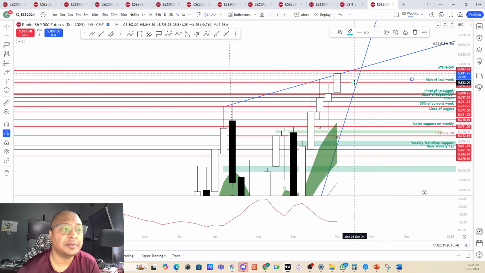Now on the weekly chart, the major drop will happen if the market is actually below this 5822 line and then keeps on holding below the 5822 line. Then we can expect the market to come down to the 5800 levels on the weekly chart.